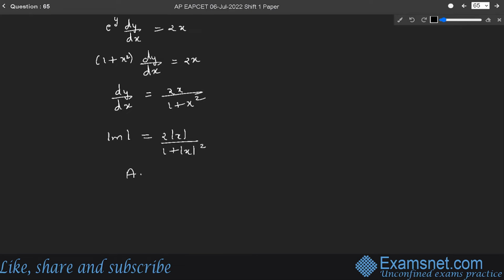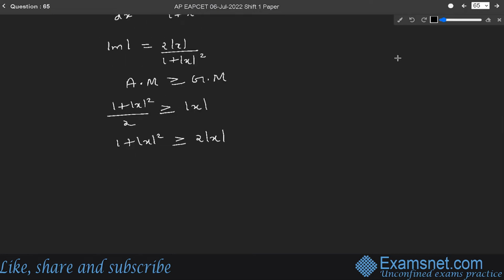We know that the arithmetic mean is always greater than or equal to the geometric mean. So (1 + |x|²)/2 is greater than or equal to |x|. So we can say that 1 + |x|² is greater than or equal to 2|x|, or we can say that 1 is greater than or equal to 2|x|/(1 + |x|²). So 1 will be greater than or equal to |m|. So we can say that |m| will be less than or equal to 1.